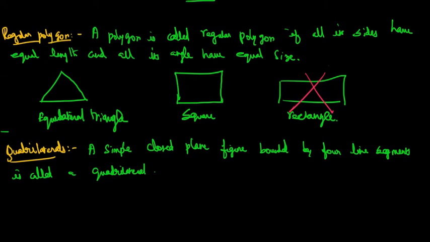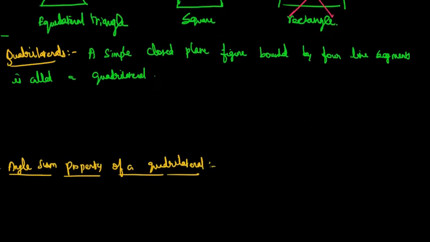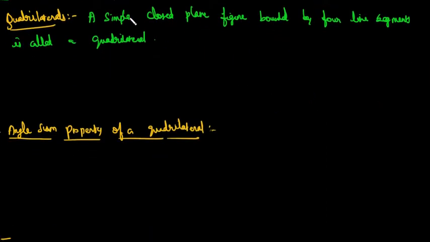Okay, so what is a quadrilateral? We know polygon. A quadrilateral has four sides. A simple closed plane figure bounded by four line segments is called a quadrilateral. In the beginning we took the rectilinear figure, then we came to polygon. From polygon we came to quadrilateral now. So we are going to deal only with quadrilaterals now. So what is a quadrilateral? A simple closed plane figure bounded by four line segments is called a quadrilateral. So it should have four sides.